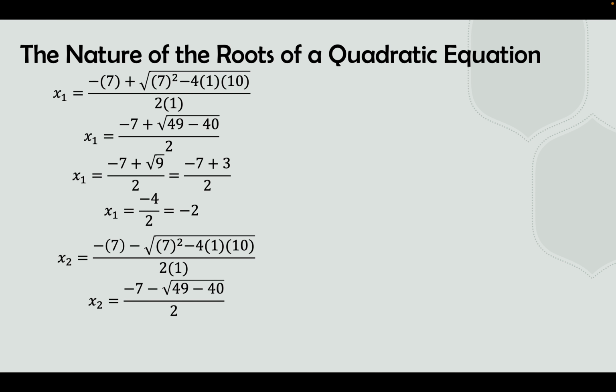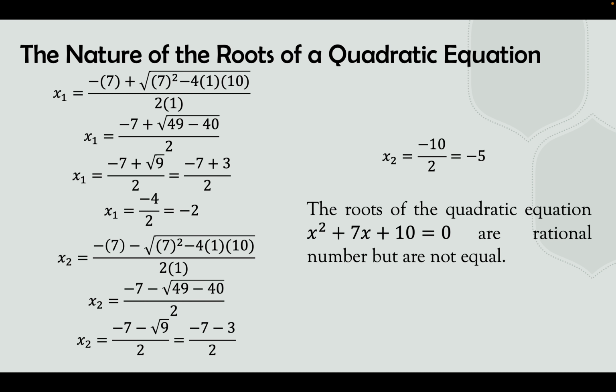So we have negative 7 minus square root of 49 minus 40 over 2. That is negative 7 minus square root of 9 over 2. That is negative 7 minus 3 over 2. So we have negative 10 over 2. That is negative 5. The roots of the equation are rational but are not equal, since negative 2 and negative 5 are rational and they are not equal. So that is correct in the nature of roots.